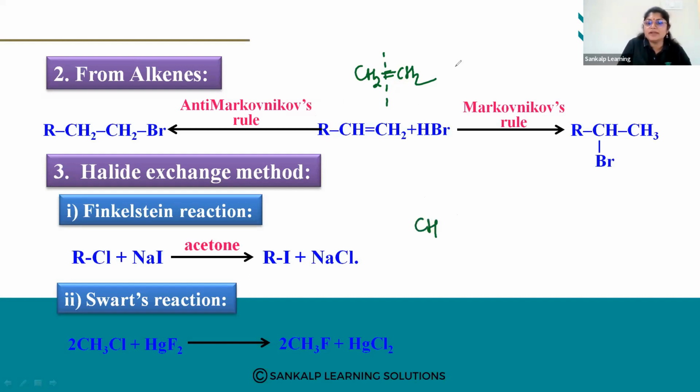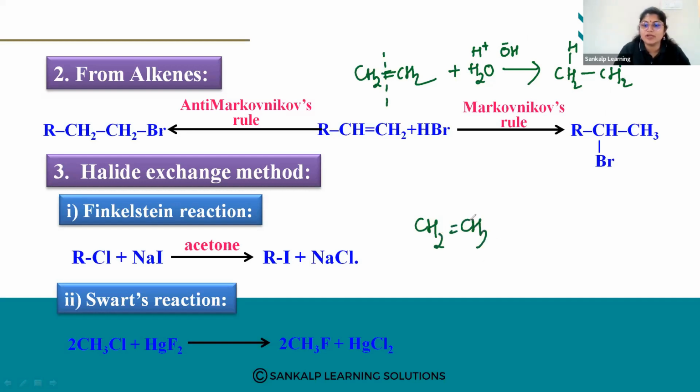Now, when you have a symmetrical alkene and you react it with water, what will be the product? H2O can split up into H plus and OH minus. So what will be the product? H can add to any of the carbon and OH can be added to any of the carbon because it is a symmetrical alkene. So I can add H here and I can add OH here. Whenever you have a symmetrical alkene, you can add across anywhere.